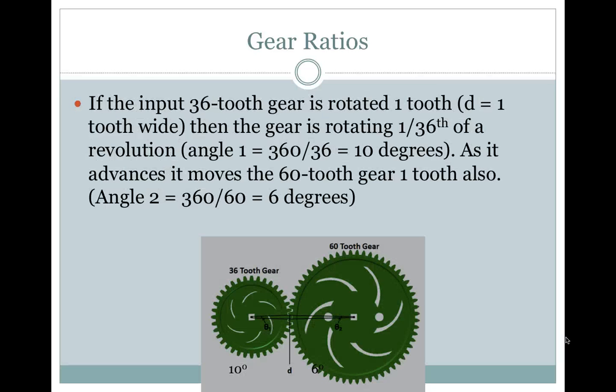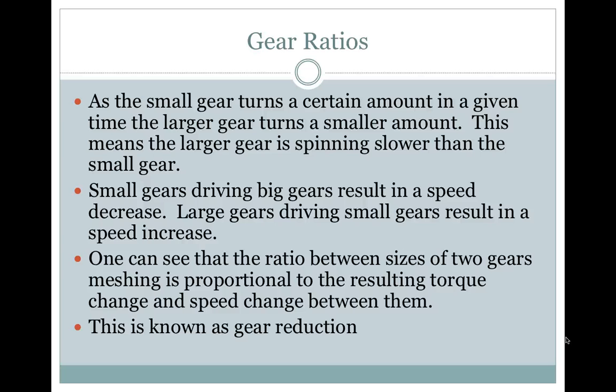Gear ratios. If the input 36-tooth gear is rotated 1 tooth, then the gear is rotating 1/36th of a revolution. As it advances, it moves the 60-tooth gear 1 tooth also. As the small gear turns a certain amount in a given time, the larger gear turns a smaller amount. This means the larger gear is spinning slower than the smaller gear. Small gears driving big gears results in a speed decrease. Large gears driving smaller gears results in a speed increase.